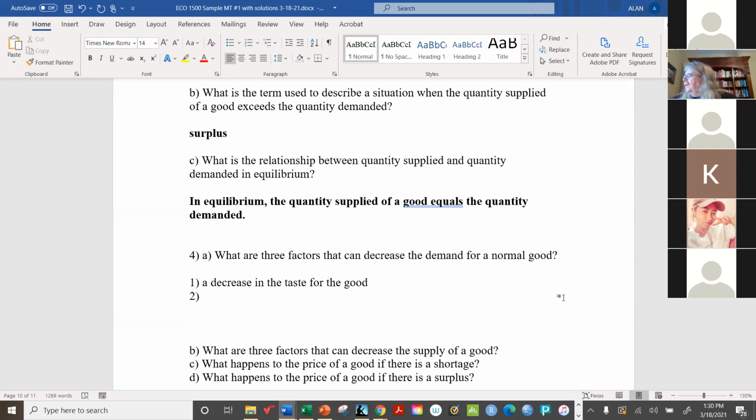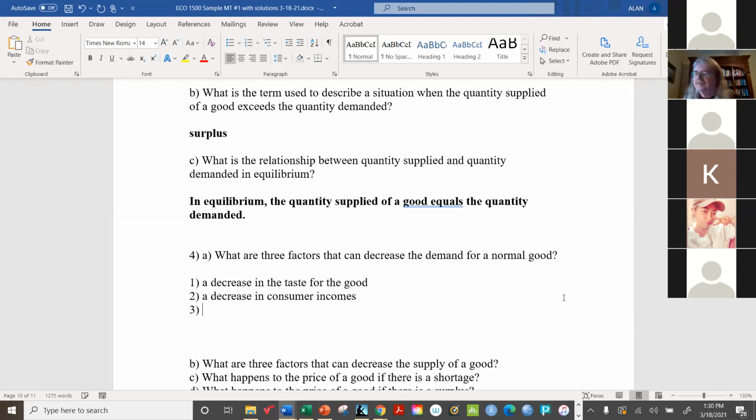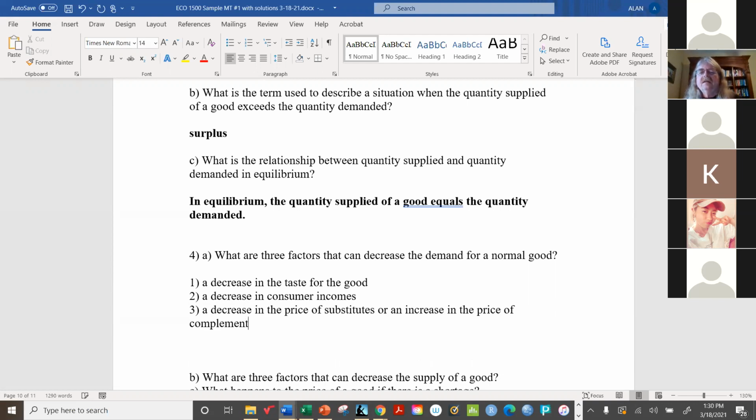What other possibilities are there? A decrease. Now this is a normal good, so a decrease in consumer incomes would do the trick. So how about this one? A decrease in the price of substitutes, like if Pepsi becomes cheaper, people buy less Coke. Or at the same time, an increase in the price of complements. Okay, so again, if peanut butter becomes more expensive, we'll buy less jelly.